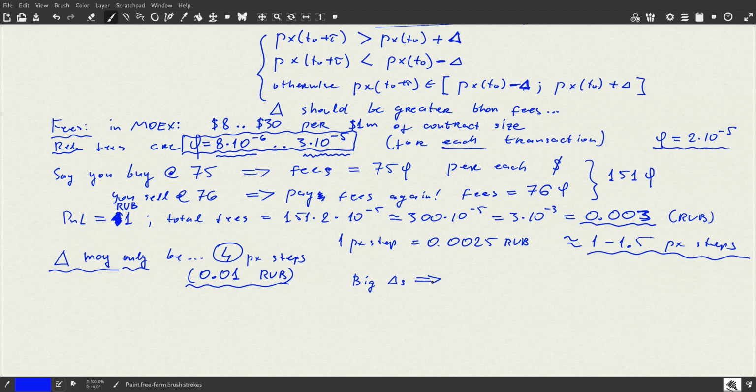beneficial. You are absolutely right. Absolutely right in your assessment of the situation. So big deltas are, first of all, difficult to realize because they correspond to rare price movements.